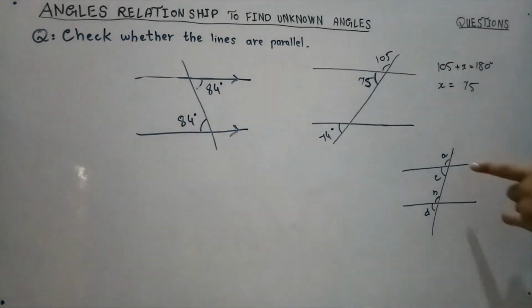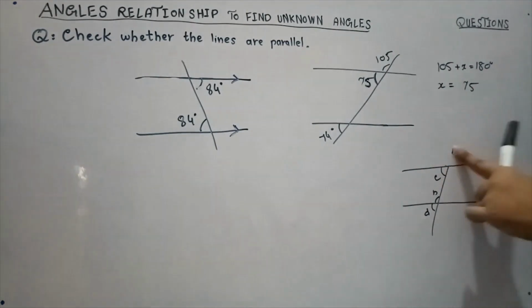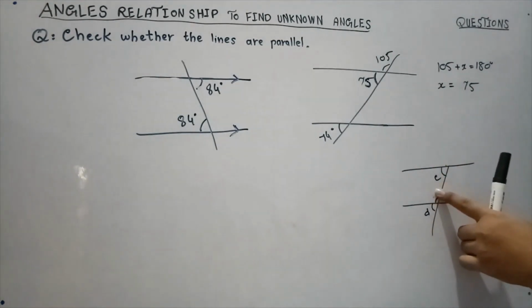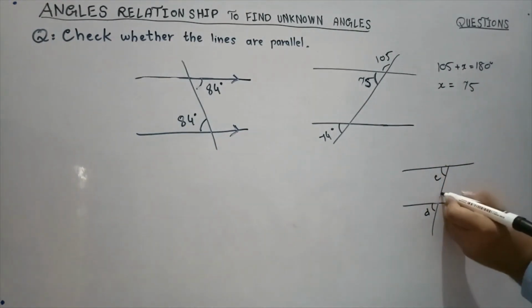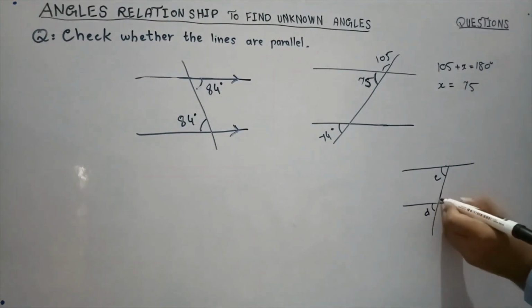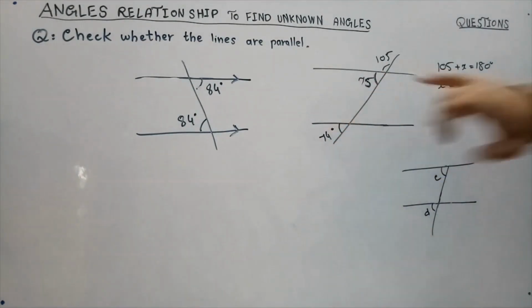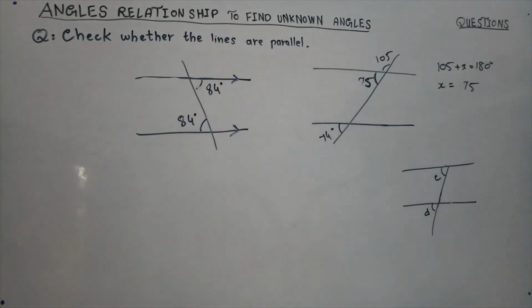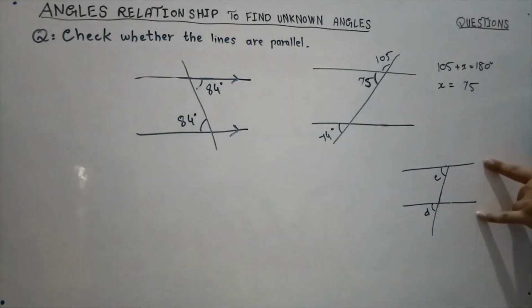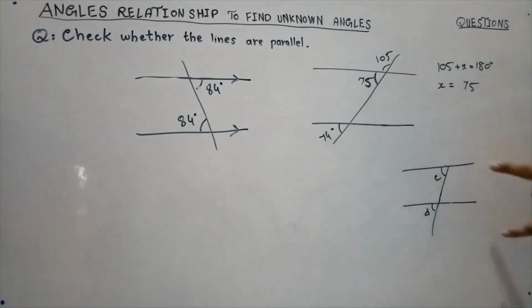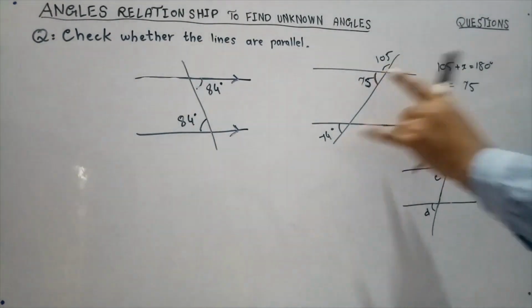According to the corresponding angles theorem, corresponding angles should be equal. It means that C will be equal to D, or I can say that these two angles, 74 and 75, should be equal if the lines are parallel. If these two lines are parallel, they should be equal.